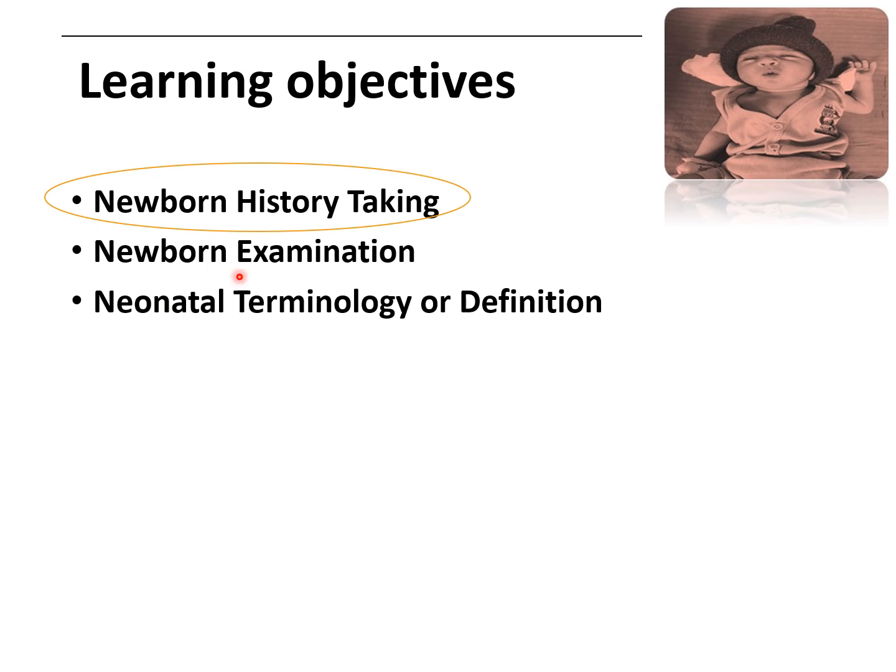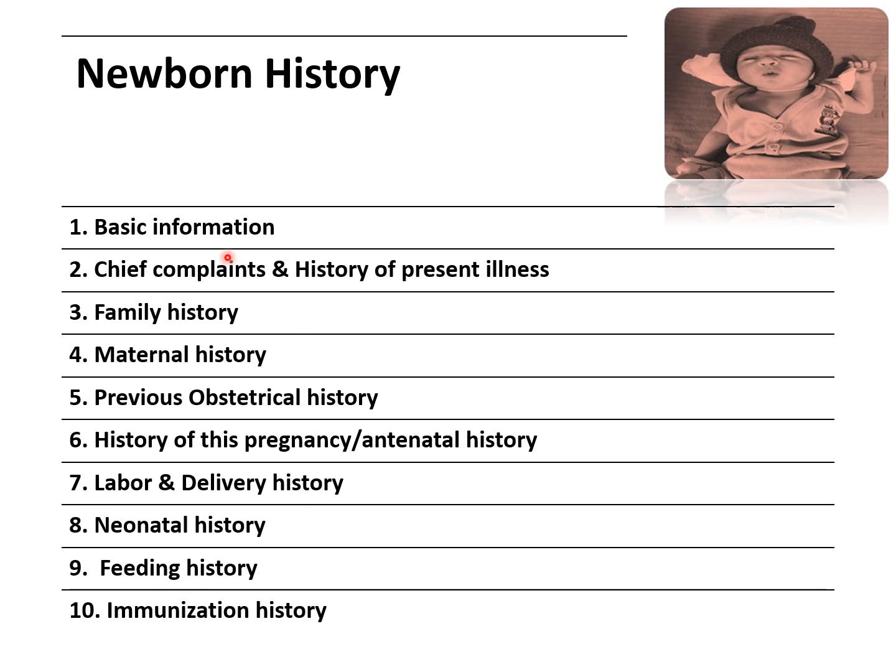So today I will cover the newborn history taking part. This is the chronological order to take the newborn history. First, we have to take the basic information, then chief complaints and history of present illness, then family history, then maternal history, then previous obstetrical history, then history of this pregnancy or antenatal history, then labor or delivery history, or we can say natal history, then postnatal or neonatal history, then feeding history, then immunization history. So these are the 10 points we should write in chronological order.